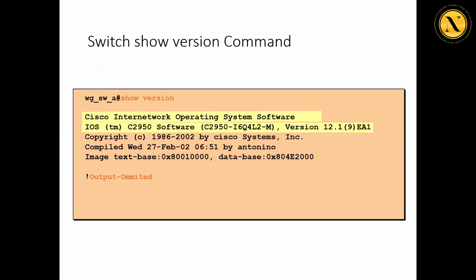Where are we? Show version. Okay, this is only a trailer, right? You can go and go on the real switch. Telling you what hardware platform it is, what IOS version it is. This is an old slide, right? And many more things, right?